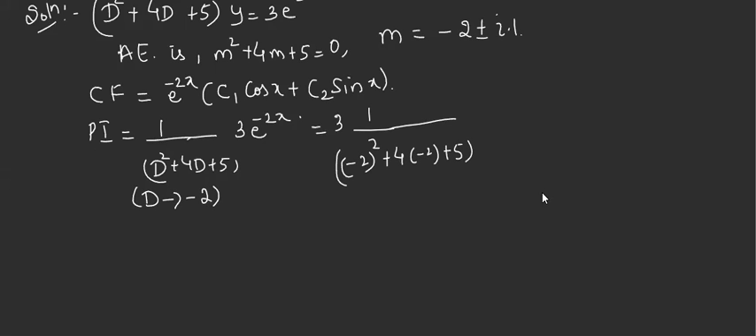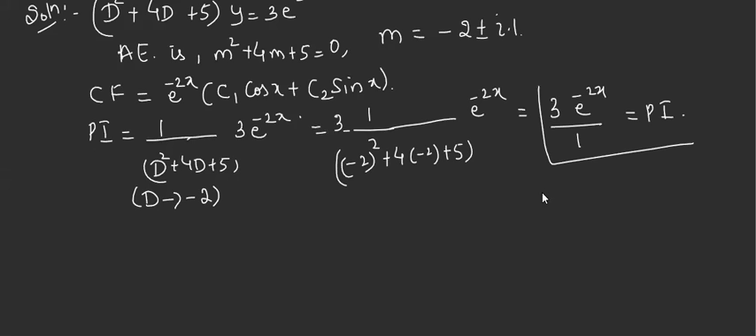Then I'll write my 3 here, e raised to minus 2x. Tell me the value of this. 4 minus 8 plus 5 is 1. Yes, it is 1. Is it PI? Yes. Can you find any d remaining here? No, ma'am. So the answer is done.